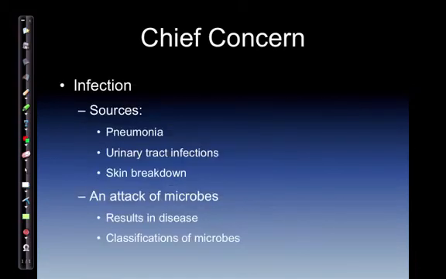Chief concern. Infection. Sources of infection are things like pneumonia, urinary tract infections, or skin breakdown, and an attack of microbes. Classification of microbes. Microbes that produce disease are called pathogens, and there are several of them. Worms or helminths, parasites, fungi, protozoa, bacterium, which are single-cell unicellular life forms, viruses.